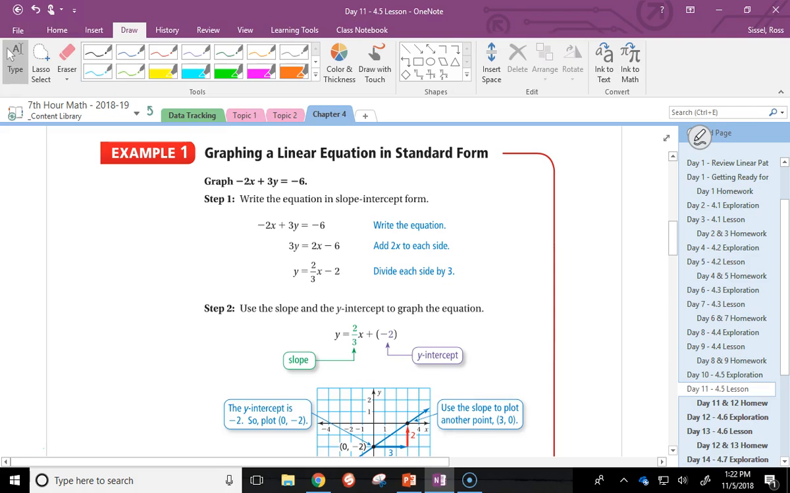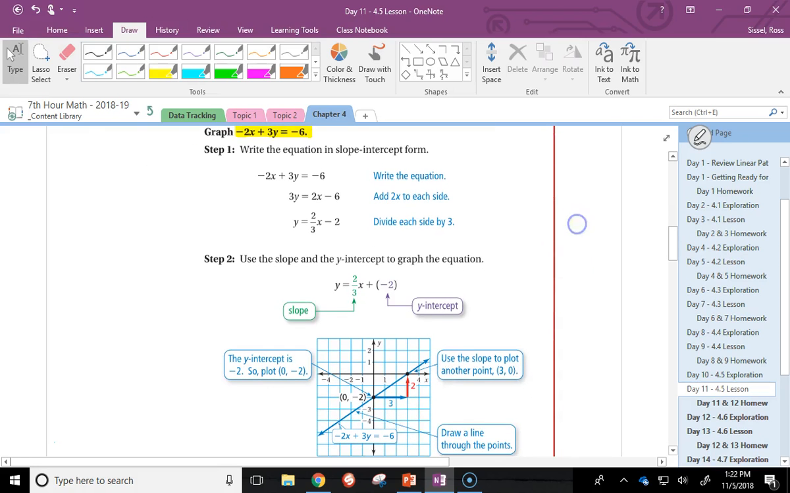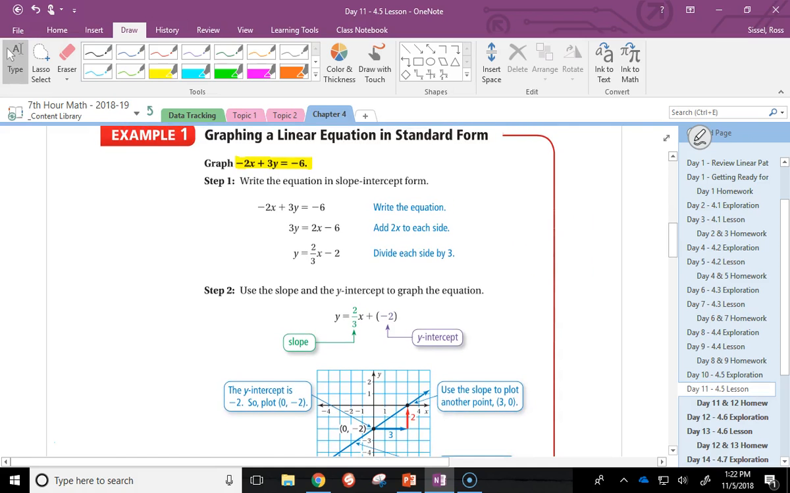It says, graph negative 2x plus 3y equals negative 6. The way we do that is exactly how you did your warm-up. We're going to do exactly what we did in our warm-up activity. We are going to solve for y. You are going to write in slope-intercept form. We wanted to say y equals mx plus b. This is what you did in warm-up.